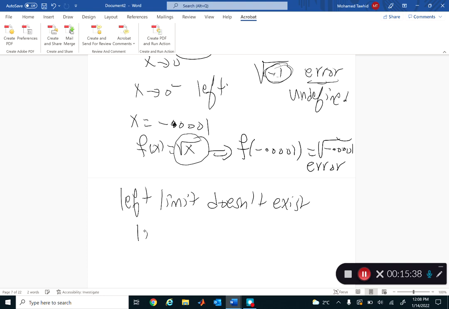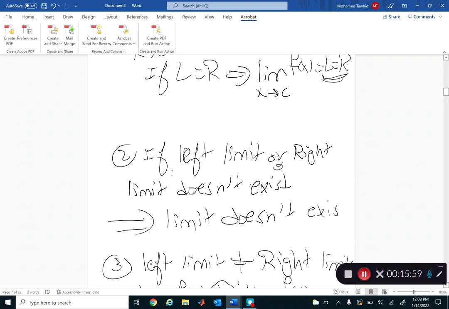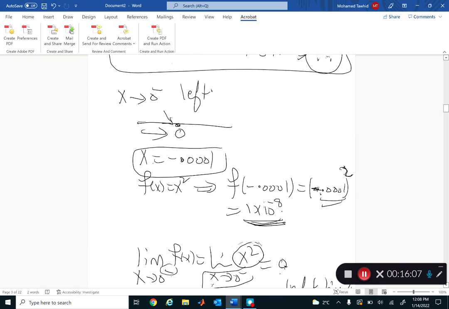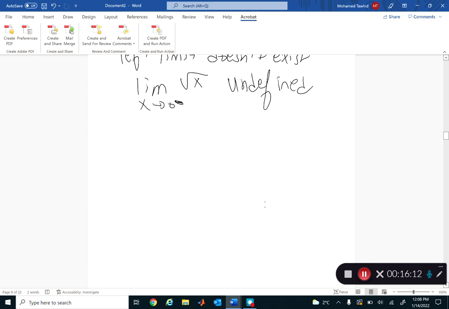Here, what is the left limit? Here is your left limit, x close to 0 from the left, of square root of x. Here you have a negative number, so the left limit is undefined and does not exist. Then that's enough. If you look at the remark that I wrote in number 2: if the left limit or the right limit does not exist, then the limit itself does not exist. We require the left limit and the right limit to exist and to be equal.